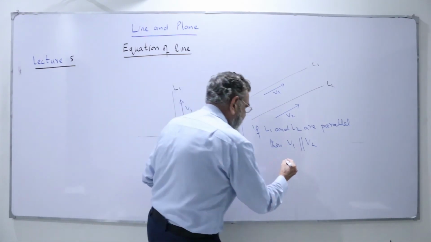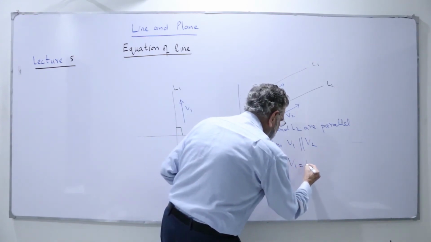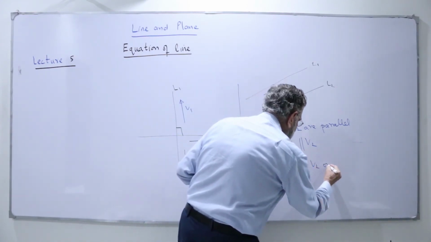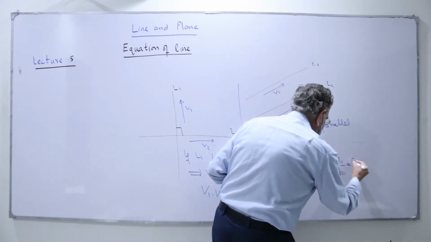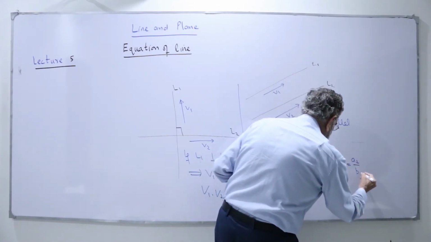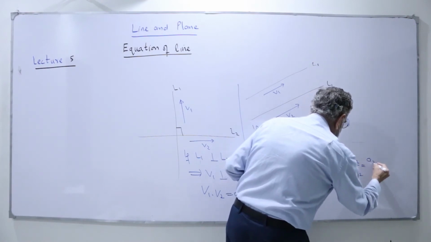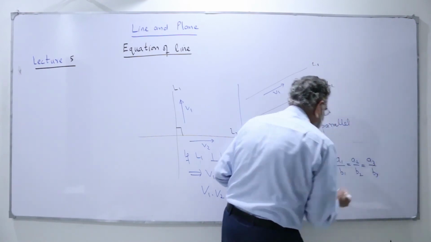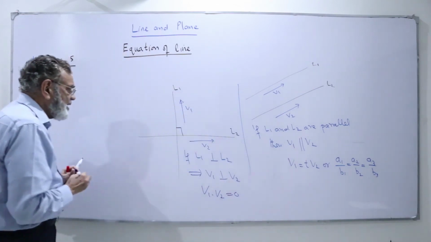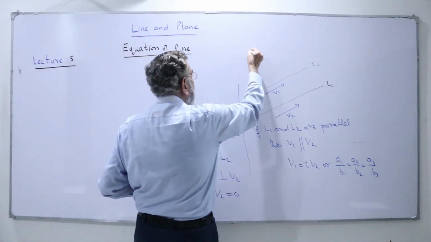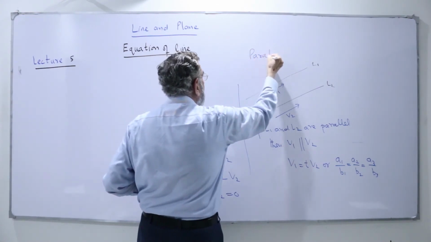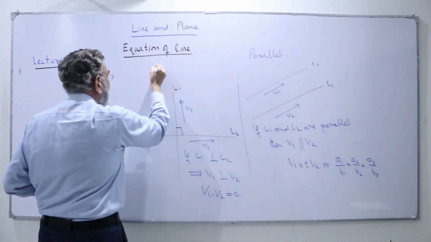And when they are parallel, then v1 is equal to t times v2. Or, alternatively, we take the ratio of the components of the vectors, and if the ratios are equal, then these two vectors are parallel. So the third thing is that the lines are parallel, or they are orthogonal or perpendicular.